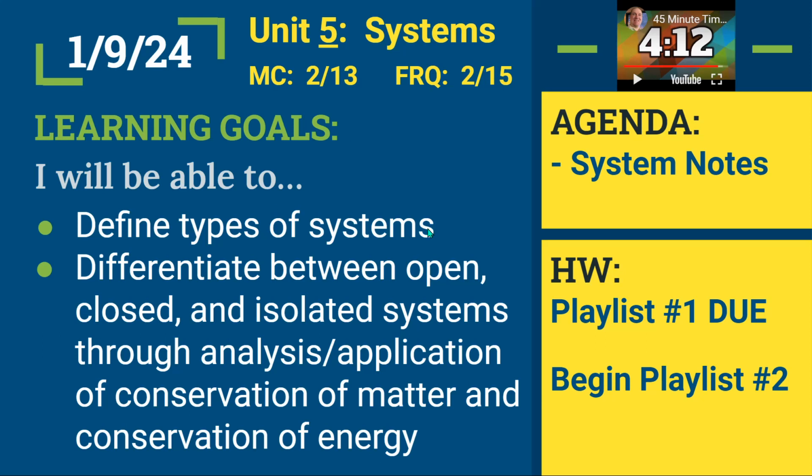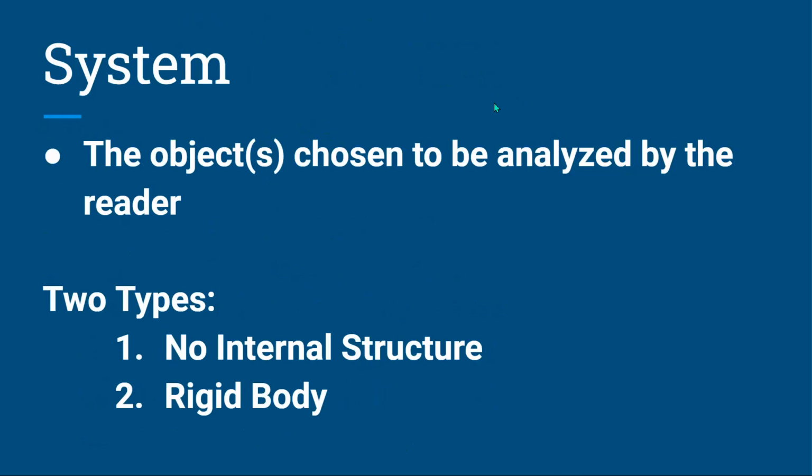All right, guys, so we're going to talk today about defining different types of systems and differentiating between open, closed, and isolated systems through analysis, application of conservation of matter, and conservation of energy. Again, it's going to make more sense whenever we actually look at it and when we start applying it to our stuff. This is our first set of notes for playlist 2 of this unit.